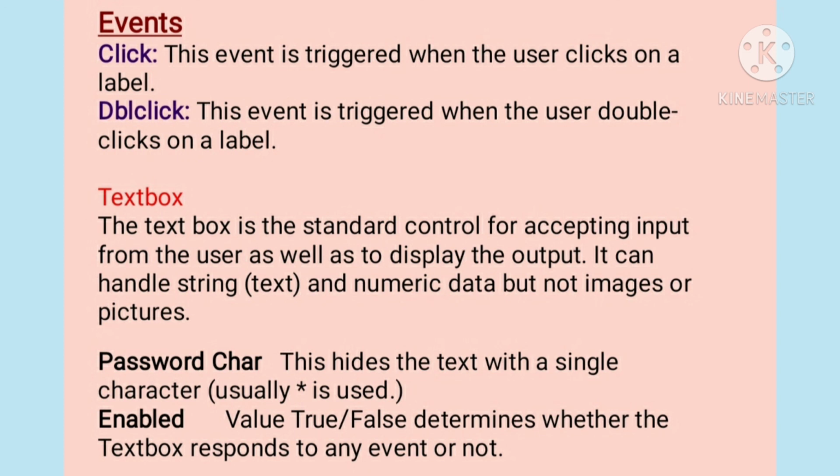Text box is the standard control which accepts the input from the user and also displays the output. It can handle string, meaning text, and numeric data, but not images or pictures. Password character: this hides the text with a single character. Enabled: value true or false determines whether the text box responds to any event or not.